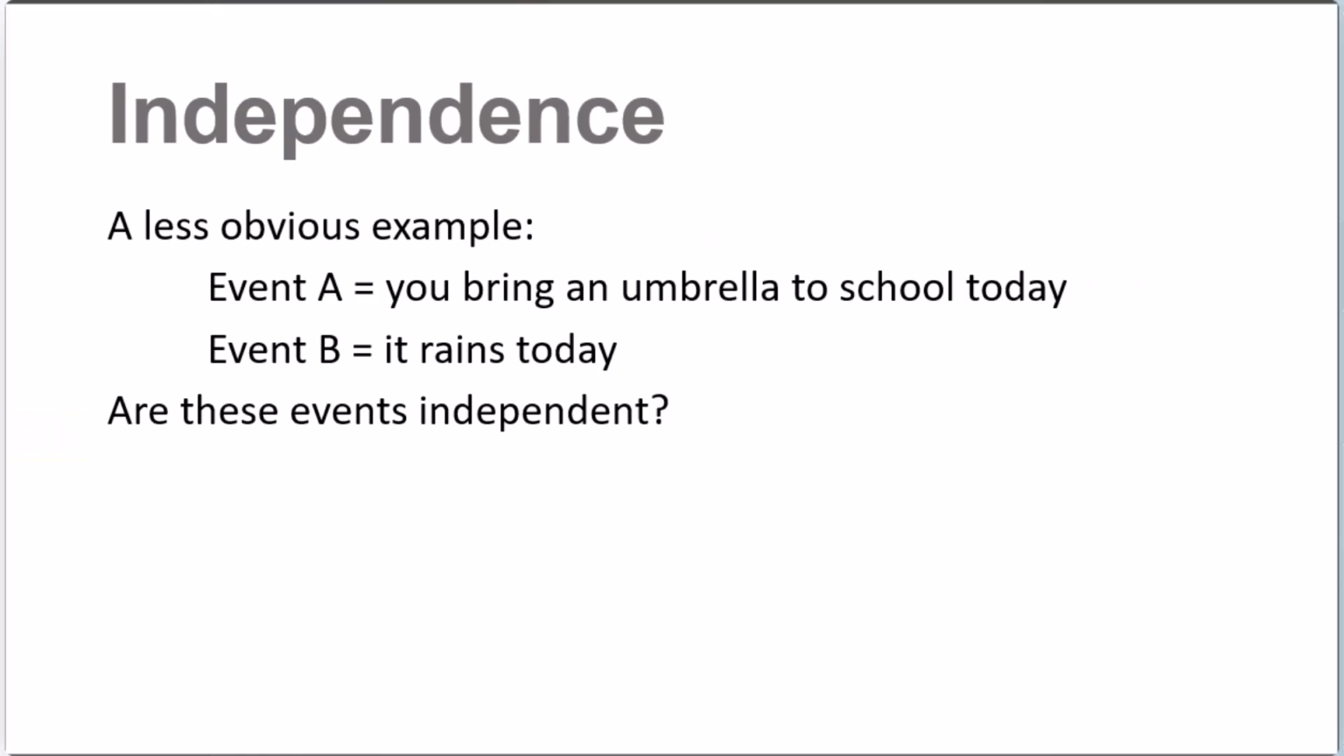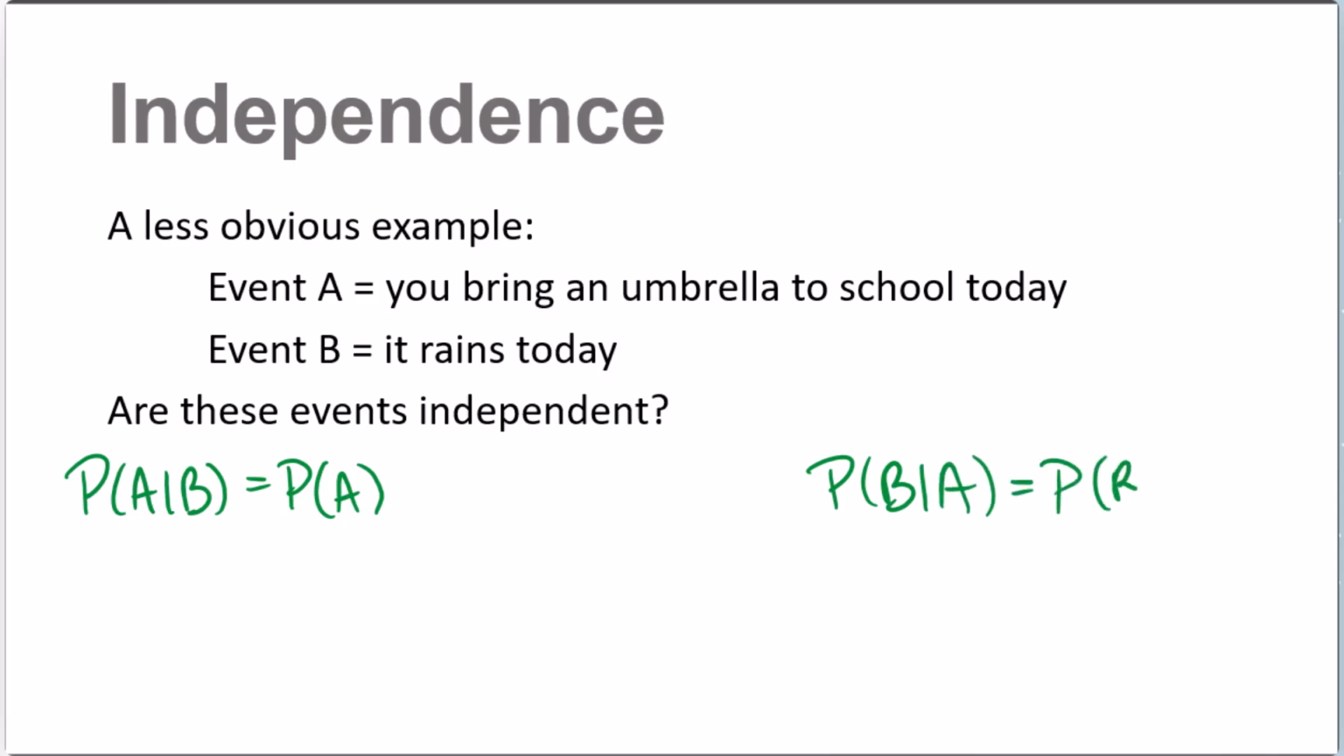Here's kind of a less obvious example. I have two events. Event A is you bring an umbrella to school today, and event B is it rains today. I want to know if these events are independent. I want to be thinking about the conditional probabilities involved here. There's actually two different equations I could look at. I could look at probability of A given B equals probability of A, or probability of B given A equals probability of B. Either one of these can be conditions for independence.